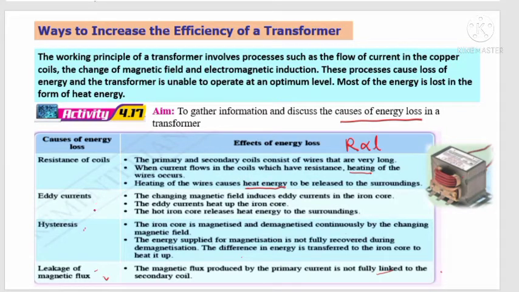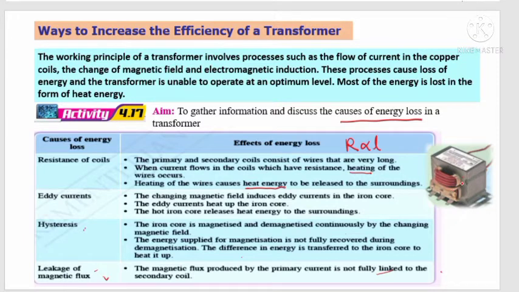Second is eddy currents. The changing magnetic field induces eddy current in the iron core. Eddy currents heat up the iron core. The hot iron core releases heat energy to the surroundings. We discussed that in the primary coil, the alternating current flow direction keeps changing every half cycle. So the change in the direction of current will cause the iron core to be magnetized in magnitude and direction, which keeps changing also.